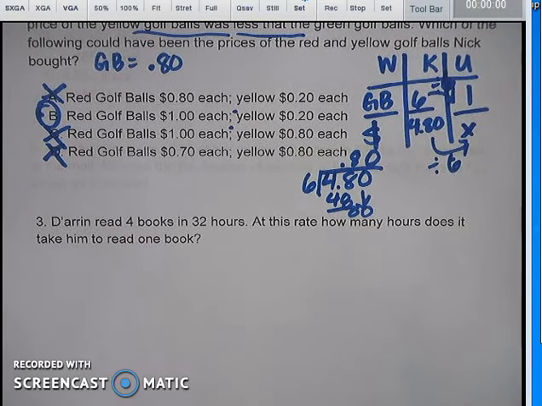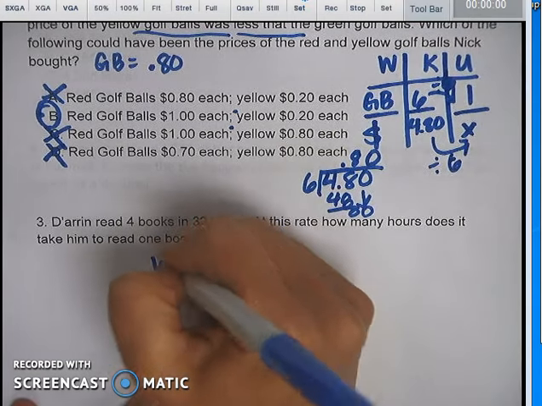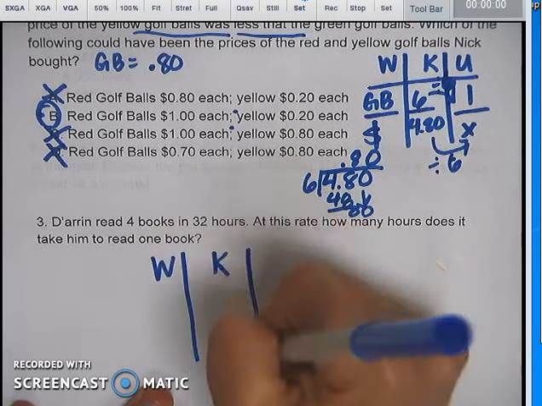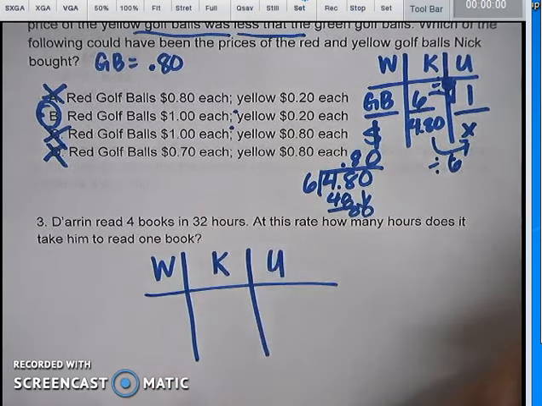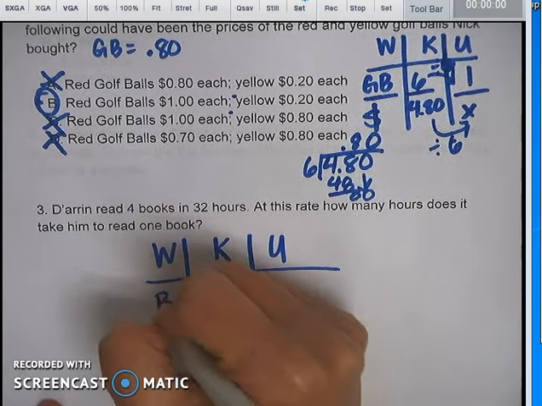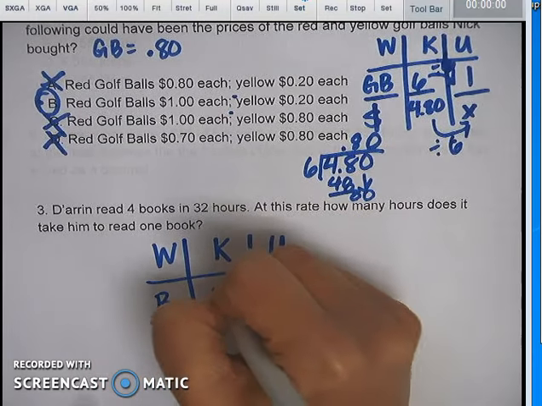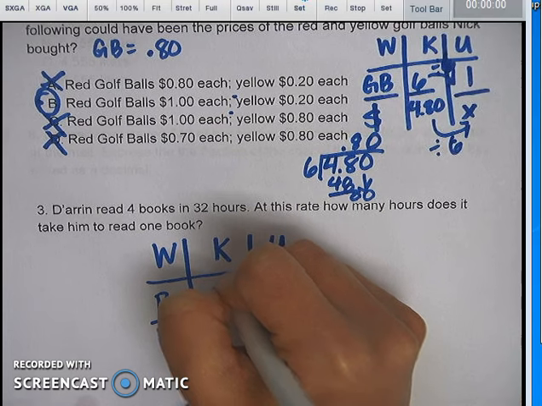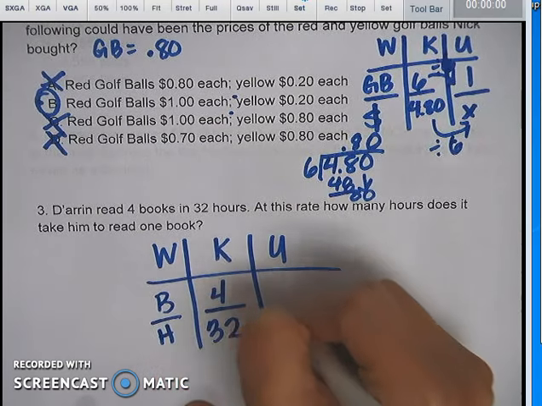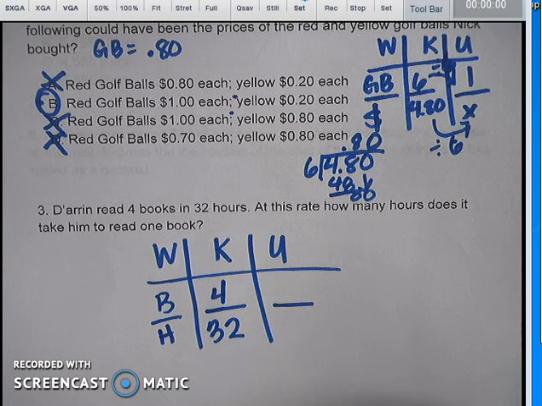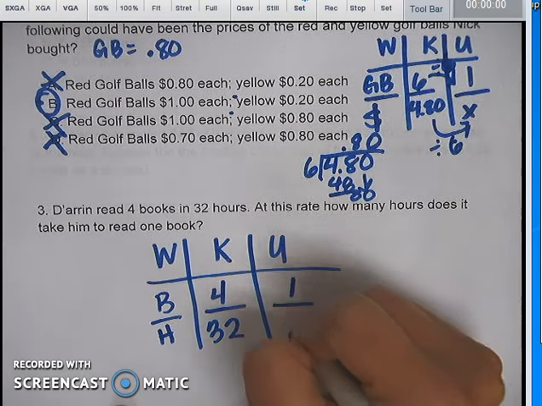Aaron reads 4 books in 32 hours. At this rate, how many hours does it take him to read 1 book? Okay, this is a unit rate. W, K, U. What are you comparing? Books and hours. What do we know? He read 4 books in 32 hours. It's asking me, at this rate, how many hours does it take him to read 1 book?